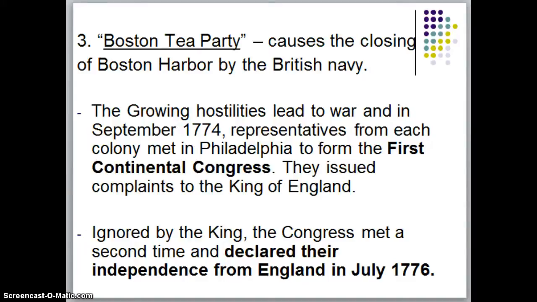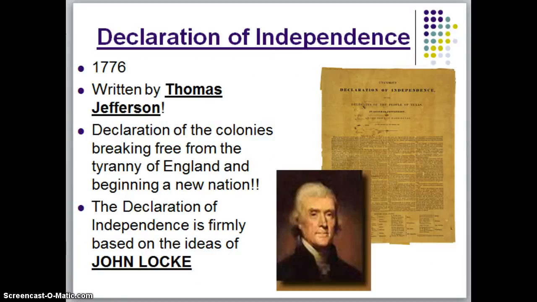Well, the King of England, King George, is going to ignore this, and Congress is going to meet for a second time. And this is the important time. They're going to declare their independence from England in July of 1776. All right, so this Declaration of Independence was written in 1776 by Thomas Jefferson.